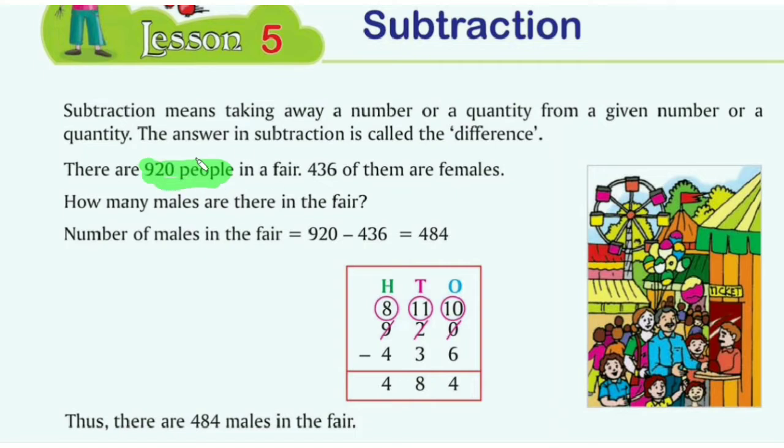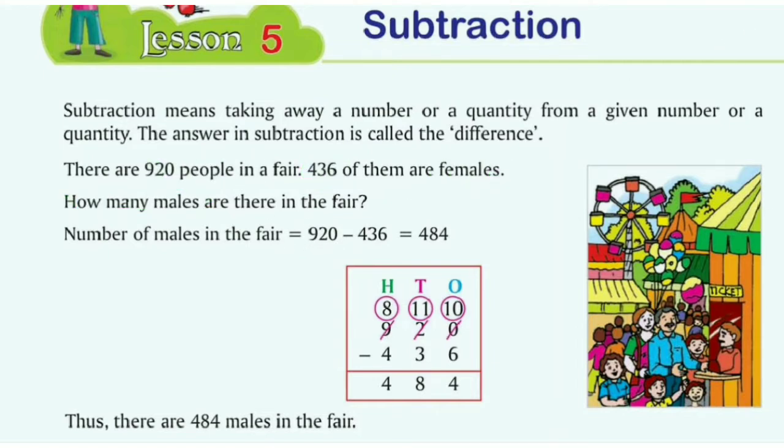Now let's see the example. There are 920 people in a fair. 436 of them are females. How many males are there in the fair? Now we need to find the number of males in the fair. Now how are we going to find it? We will subtract the number of females from the total number of people.